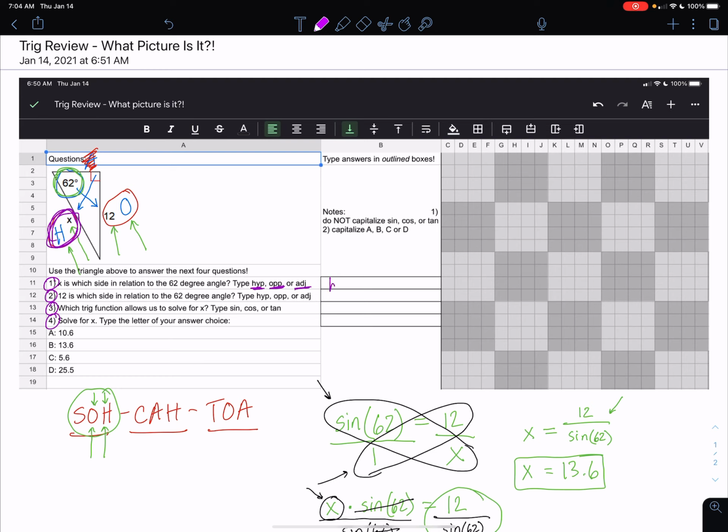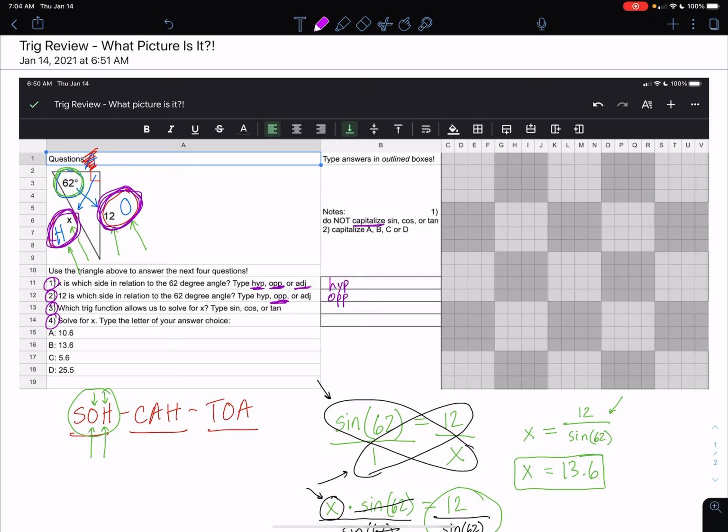And so we would put hypotenuse in here, HYP. And then the next question says 12 is which side in relation to the 62-degree angle? So we go up to the 12 side, and we put a big O there. So that means opposite, right? And so they want us to write OPP for opposite. So in this box, we would write OPP.